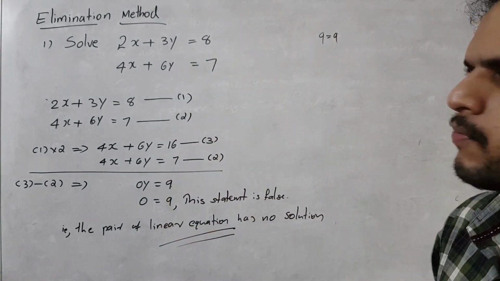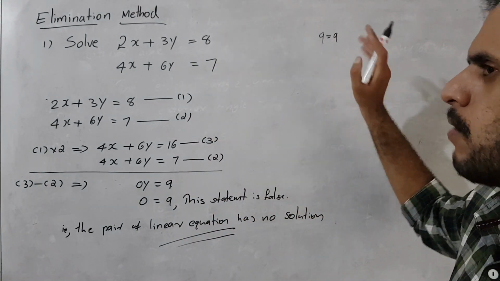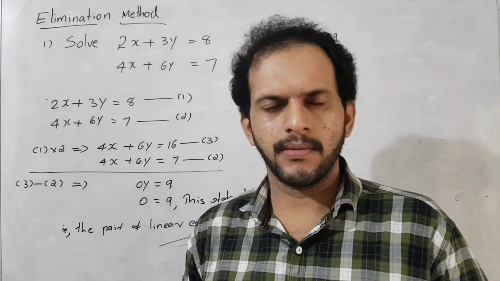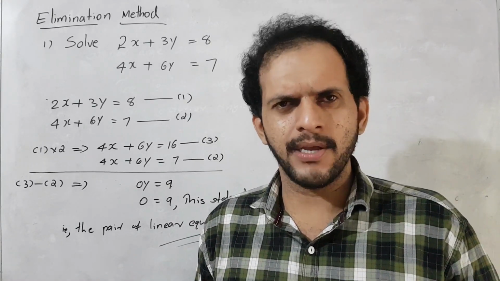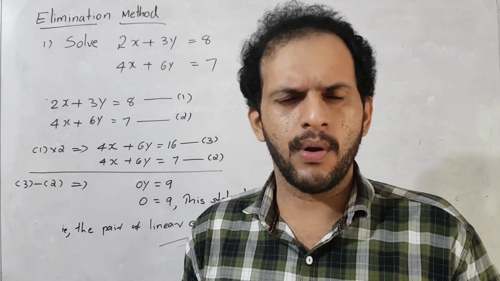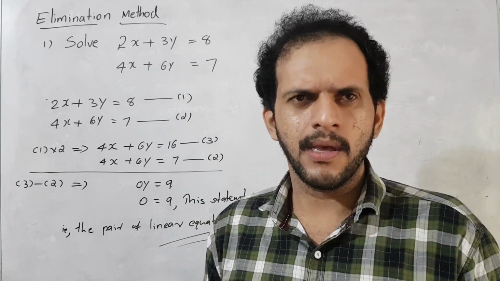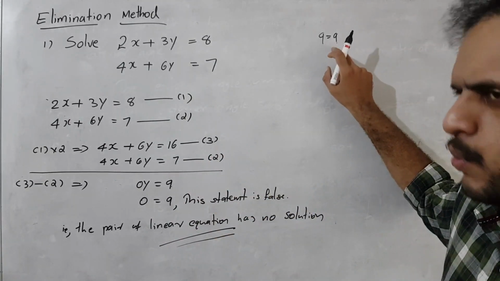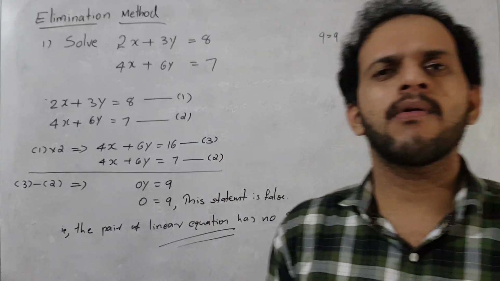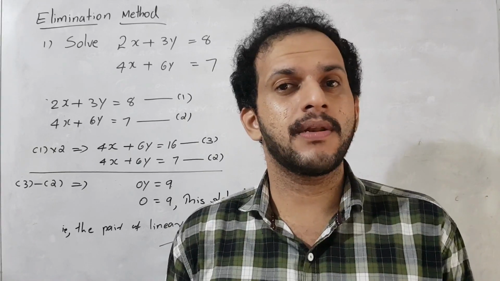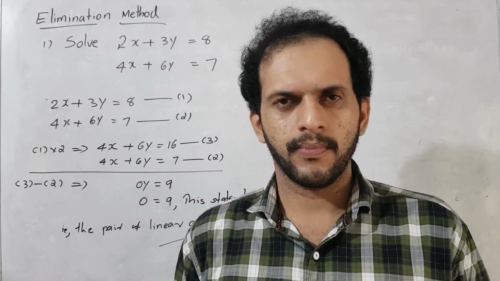Sometimes we will get it like this. If you do like this, what do we get? 9 is equal to 9. Suppose you get it like this. Yes, that's correct. Am I right? 9 is equal to 9. Correct. That means this statement is true. Then what is the meaning? This means the pair of linear equations has infinitely many solutions.